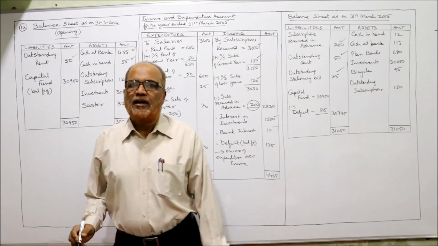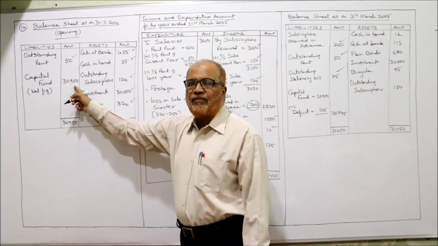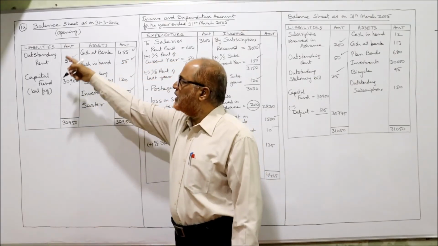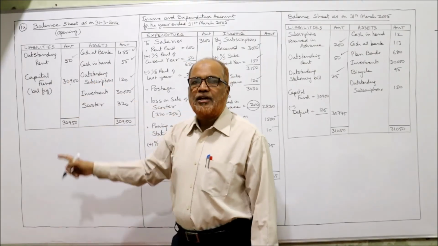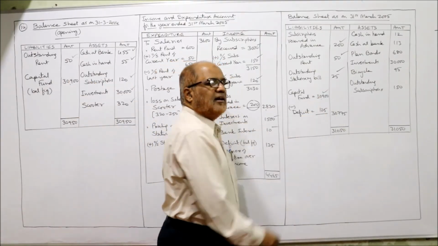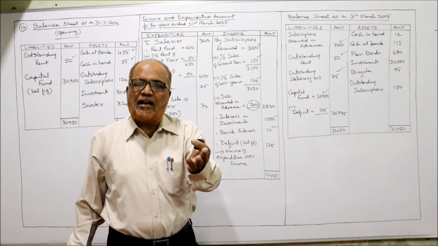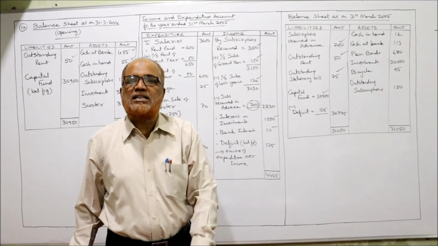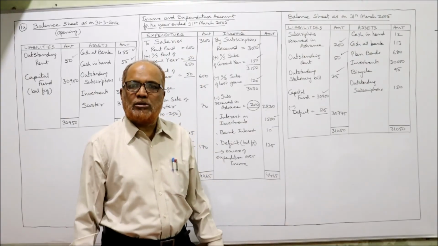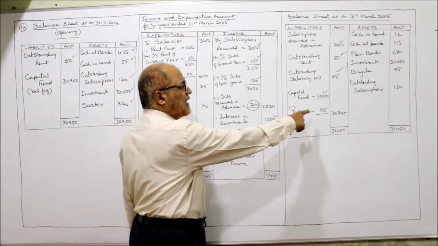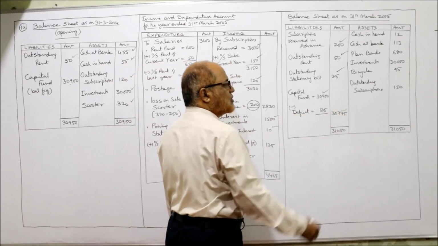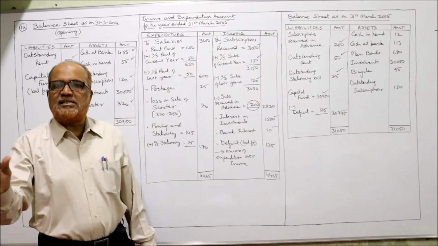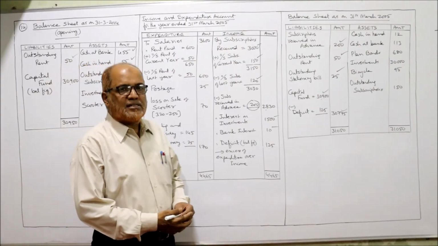Now capital fund. At the beginning of the year, how much was the capital fund? 30,900. Already we got it by preparing opening balance sheet. From that 30,900, if surplus is there, add. If deficit is there, deduct. Deficit means loss. So deficit 125, deduct 125, you will get 30,775. Liability side completed. Now come to asset side.